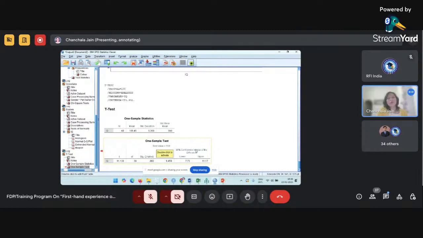One more thing, you can see there is one more section named 95% confidence interval of the difference. In this case, lower and upper limit values are given, which is a kind of range. The important thing is that these two values should both be positive or both be negative. If one is positive and one is negative, or vice versa, that will not work. Both should be either positive or negative, so that way you can say the results are reliable.